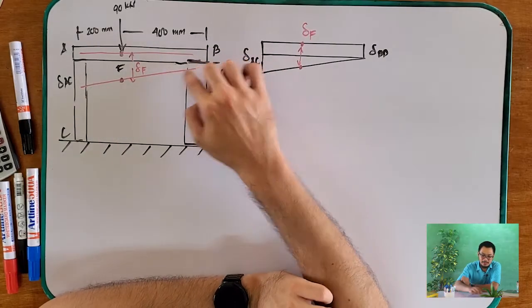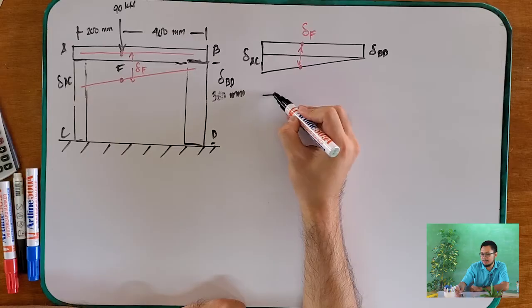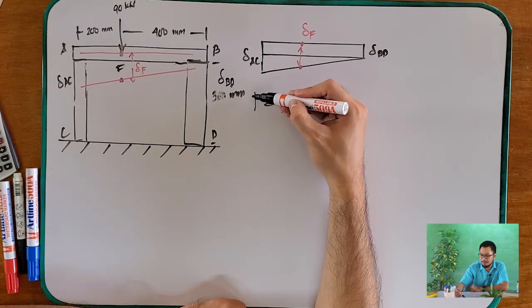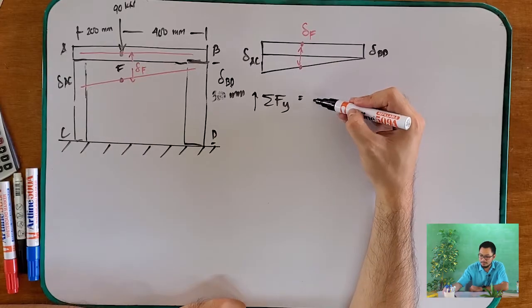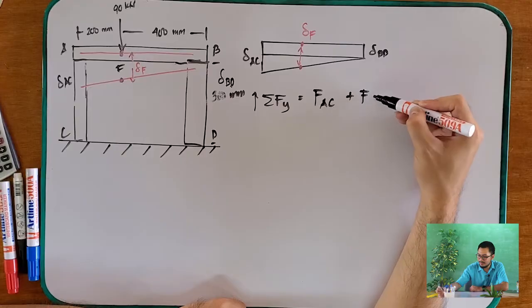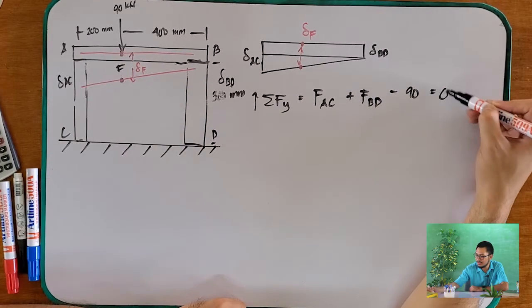From your formula, NL over AE. But the problem is, you still don't know the N because there are no loads carried here. So, what will you do? You need to create an equation which is the summation of forces along the Y going up is equal to what? F AC plus F BD minus 90 kilonewtons equals 0. This has two unknowns, so therefore we need another equation.